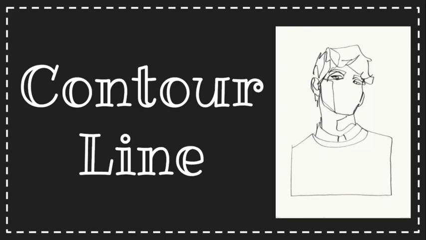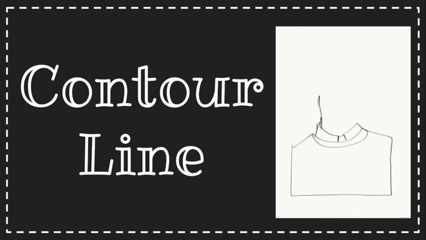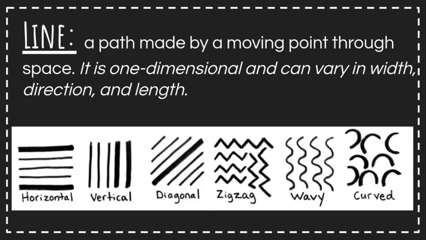Hey Art Nerds, we are going to be spending today talking about contour line. Now, you should remember previously we've talked about line and how that is a path made by a moving point through space. It is flat, that's why it's one dimensional, and it can vary in width, length, direction. So that means it can be horizontal, vertical, diagonal, thick, thin, light, dark. Okay. And it is flat.